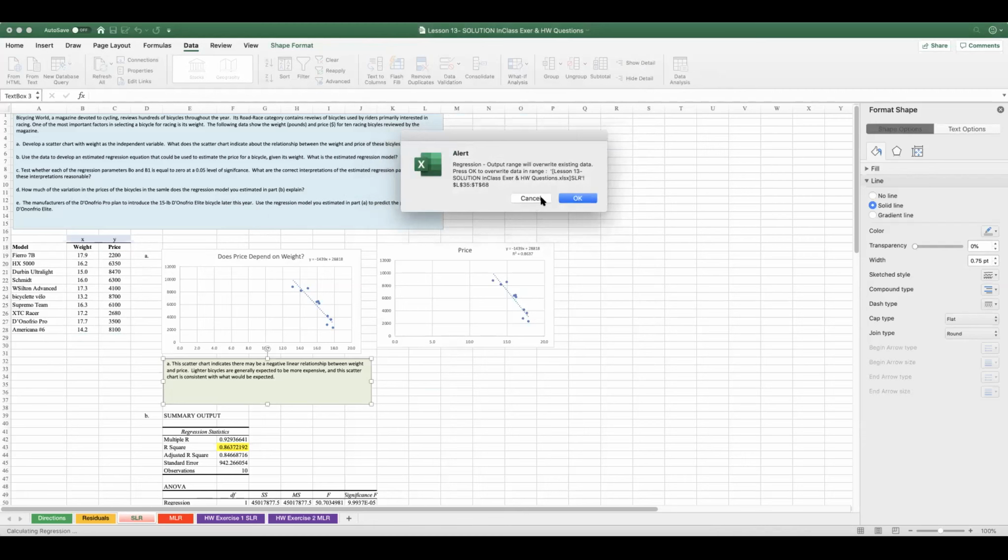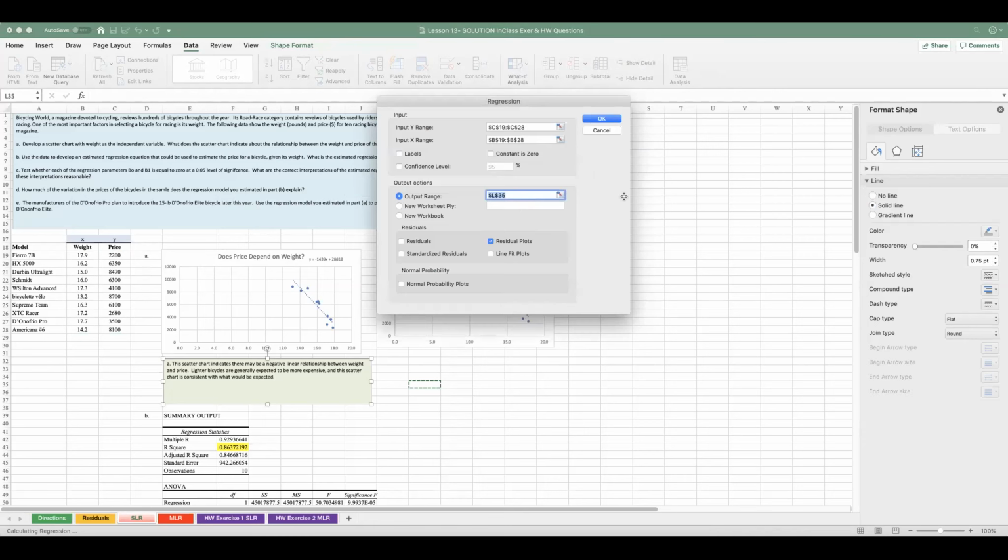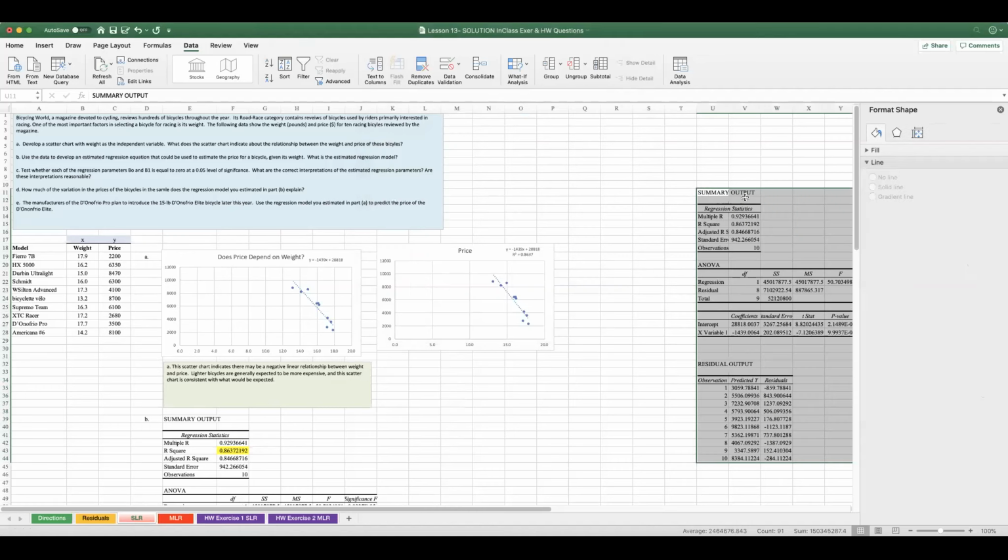You tell it where you want it to go. Whoops, cancel that. Where you want it to go, so I'm going to put it way over here. That's better. And the residual plots, you want to make sure you click that. So there's really four areas, the X and Y, 1, 2, 3, 4. So 4 things that you should do there. Okay, so you say okay, and you get this output.